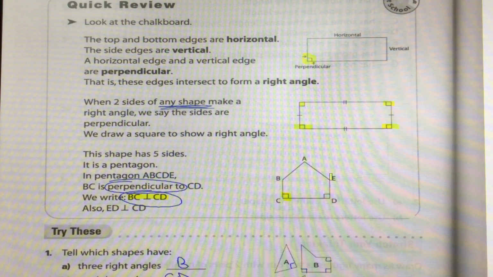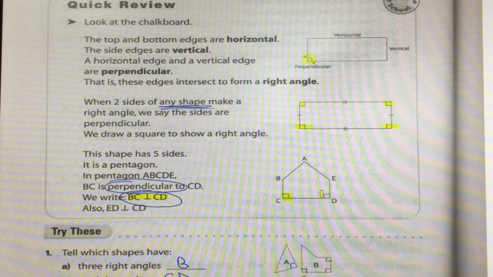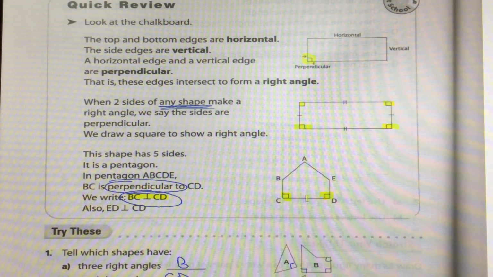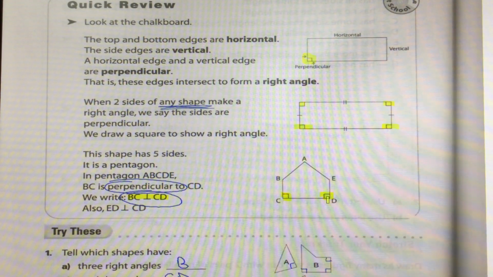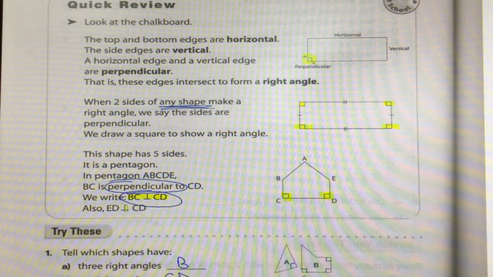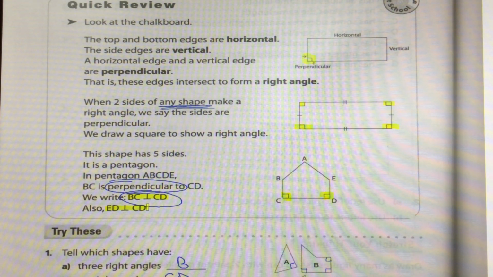Now in this case, we also recognize that ED, that line right there, is also perpendicular to CD. So we say that ED is perpendicular to CD, and we write it this way. ED is perpendicular to CD.